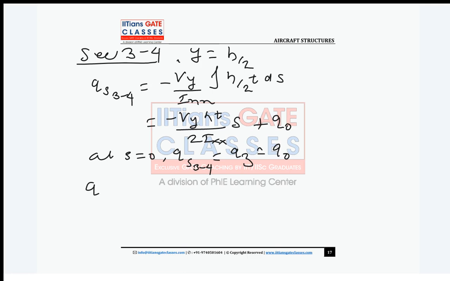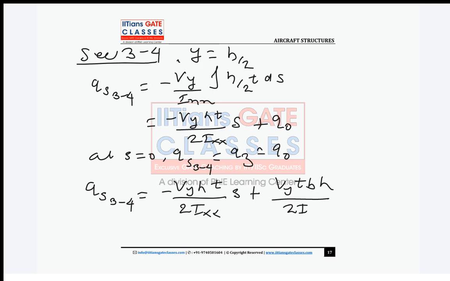Okay. So that means if you write your equation QS 3 to 4, what it will be? It will be minus Vy Ht upon 2Ixx into S plus Q3. What is the Q3, guys? It is Vy tbh upon 2Ixx. Is it clear, guys? Yes or no till now? How I have found this QS 3 to 4?